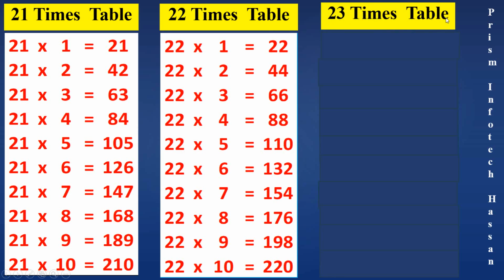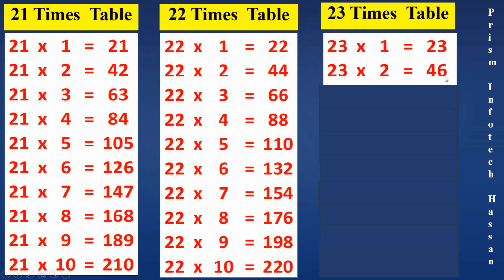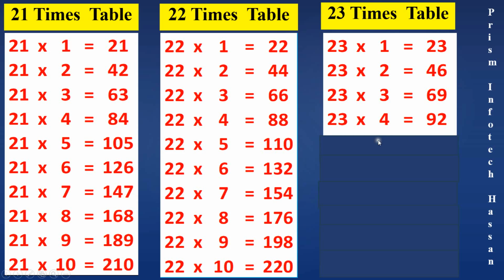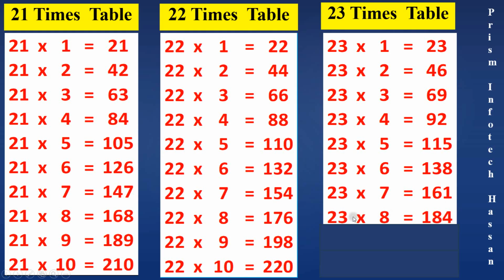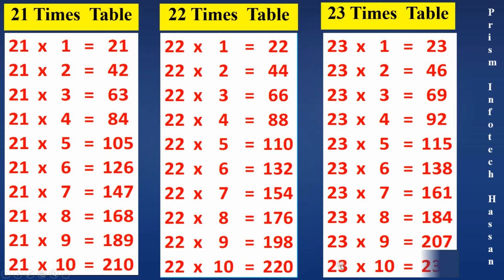23 times table. 23 times 1 is 23. 23 times 2s are 46. 23 times 3s are 69. 23 times 4s are 92. 23 times 5s are 115. 23 times 6 are 138. 23 times 7s are 161. 23 times 8s are 184. 23 times 9s are 207. 23 times 10s are 230.